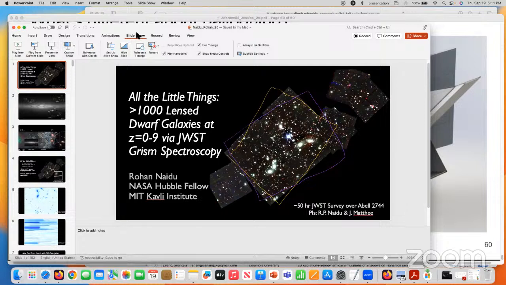Yeah. So basically the scatter along that relation is variation in the efficiency per free-fall time, right? We have tried to look for different trends. Not so much with galaxy properties, but with local properties of the cloud population. Because from numerical simulations, we expect, for example, that clouds that are less bound should be less efficient in forming stars, so they will give you a lower efficiency per free-fall time. We don't see a very clear trend.